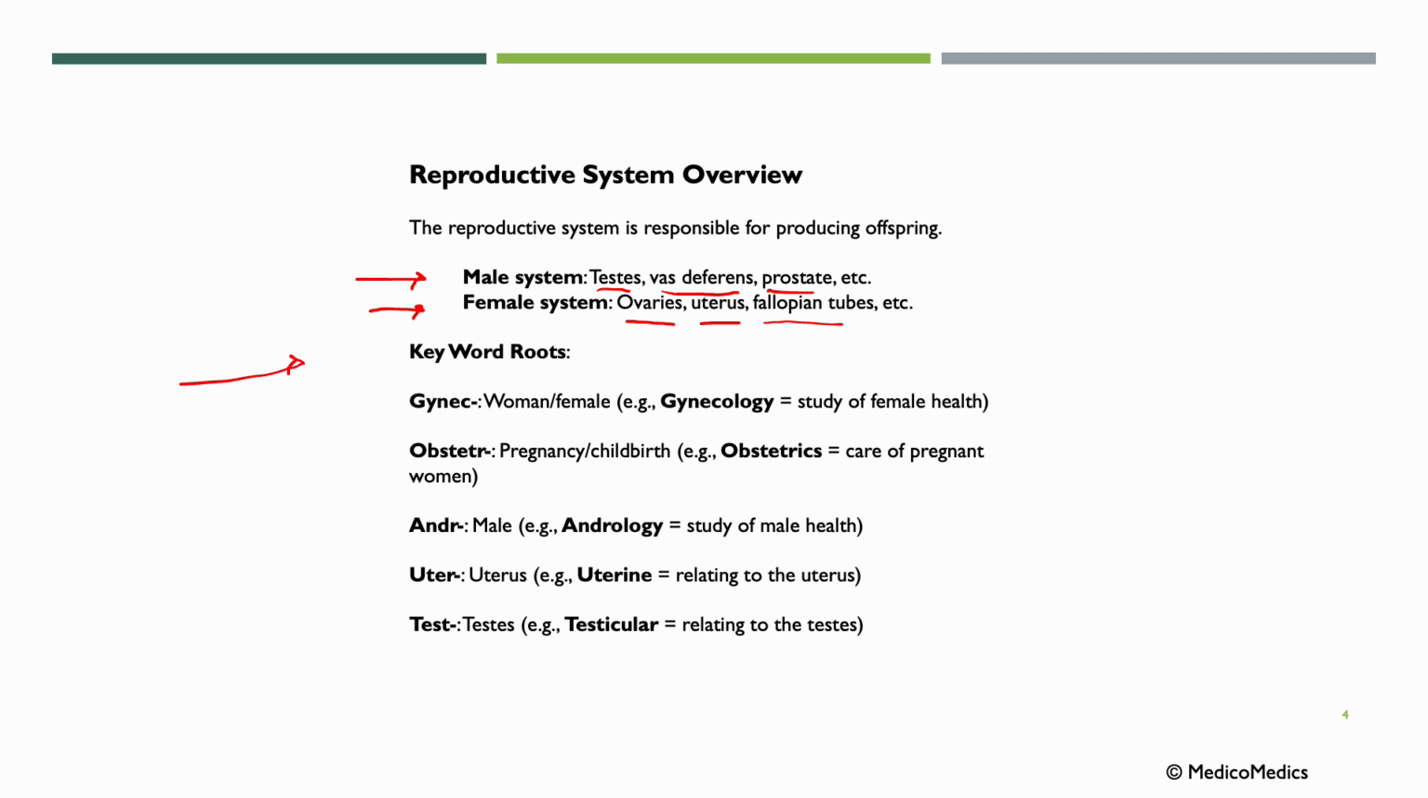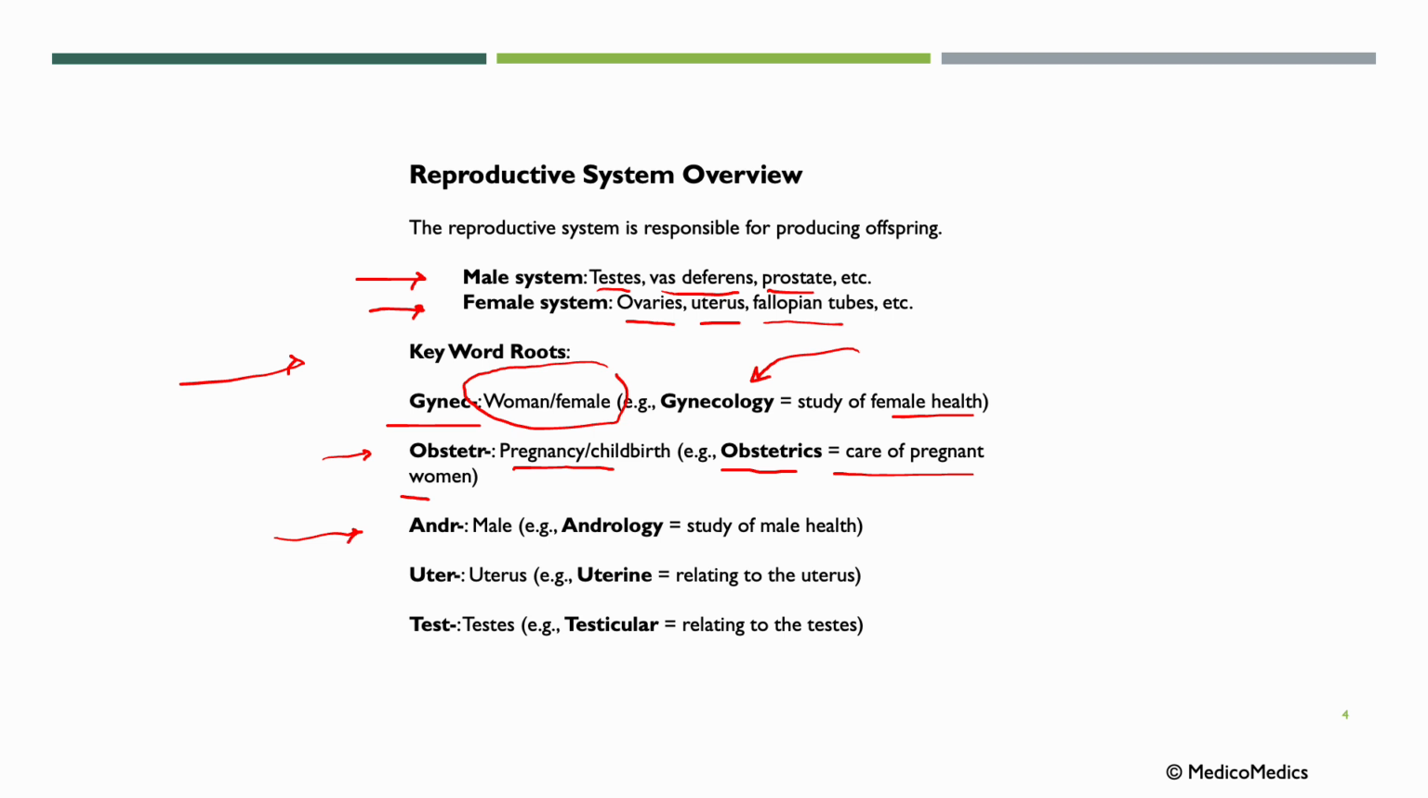Now going back to medical terminology then, some key word roots. Gynec, meaning woman or female. If we talk about the study of women and female, we would say gynecology, so the study of female health. Obstet, meaning pregnancy or childbirth. So if we say obstetrics, we talk about the care of pregnant women.